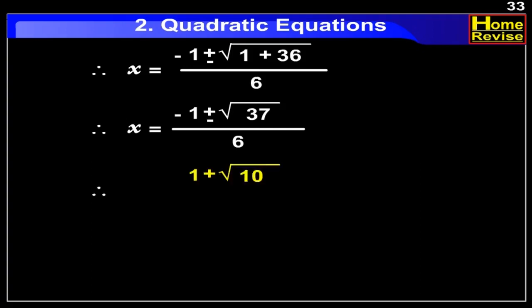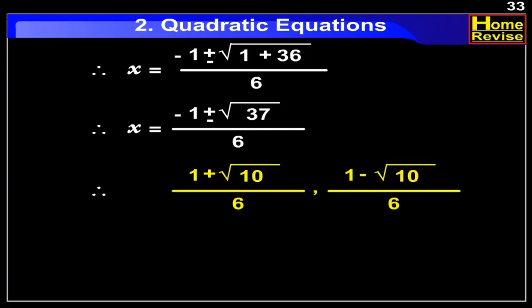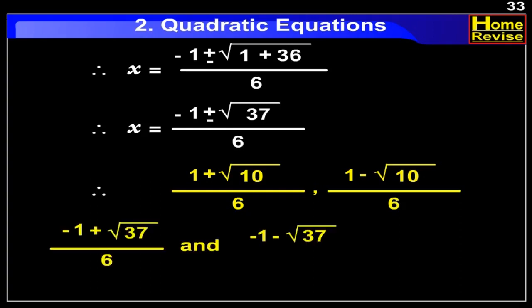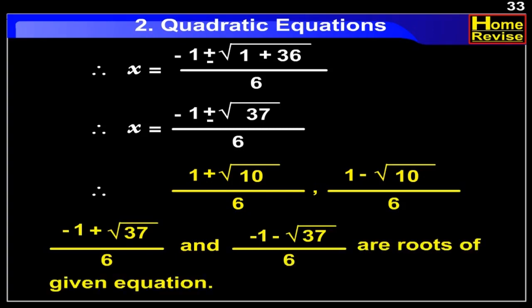Therefore, (1 + √10)/3, (1 − √10)/3, (−1 + √37)/6, and (−1 − √37)/6 are the roots of the given equation.